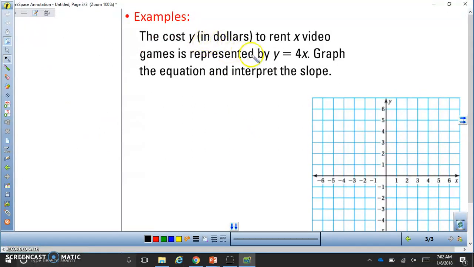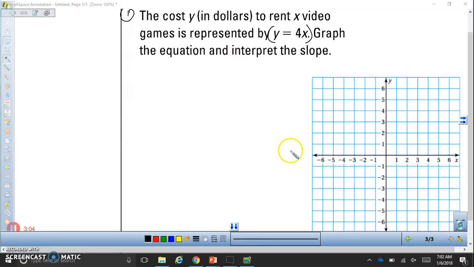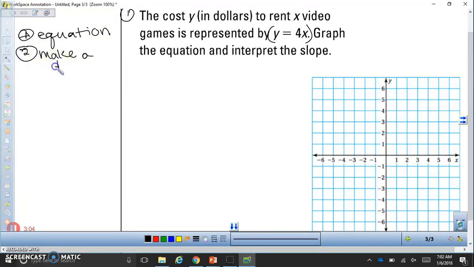Example 1: The cost y in dollars to rent x video games is represented by the equation. Given the equation, graph it. To graph, I need you guys to, 1, go from the equation. So you need to find the equation. Sometimes you'll have to make it. 2, make a table. And then 3, then you can graph. Here's the process that we are going through to graph these y equals mx problems.